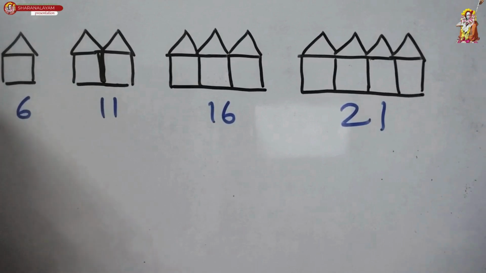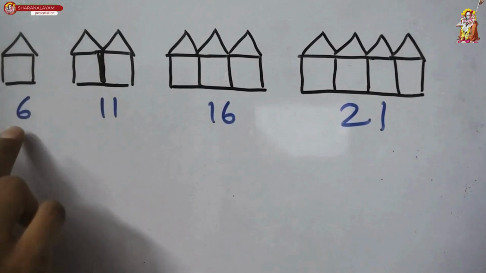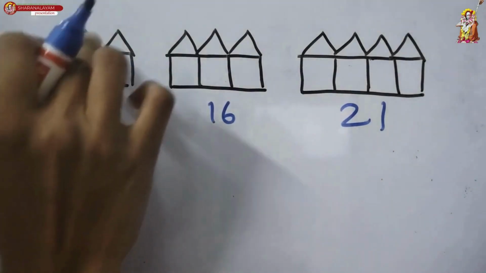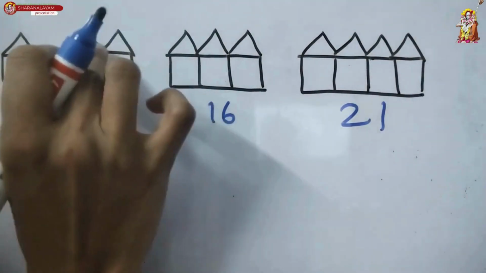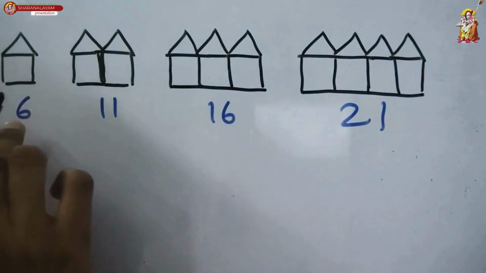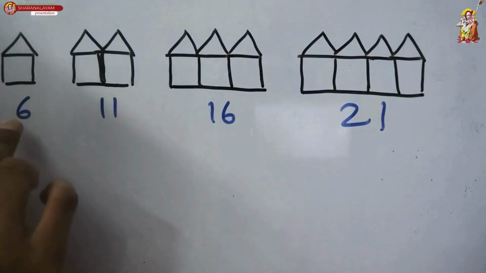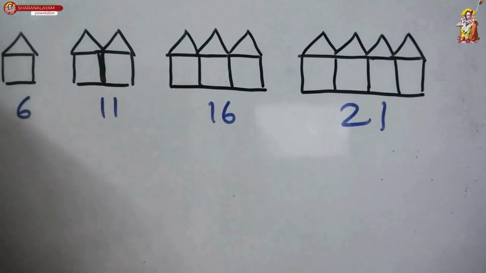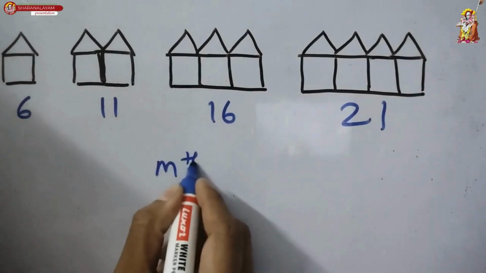Okay, so the next question, you have to work it out, okay? So this one has 6 matchsticks. You can see 1, 2, 3, 4, 5, 6. And then we add 5 again, 1, 2, 3, 4, 5. Then we add again another 5. So the pattern is 6, 11, 16, 21 matchsticks. So now the question is, how many matchsticks will be required for the, let's say, mth pattern?